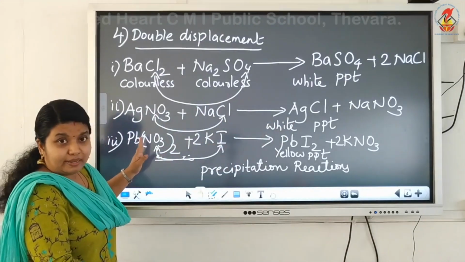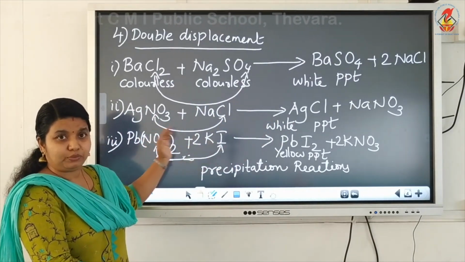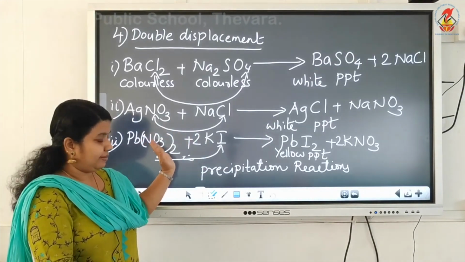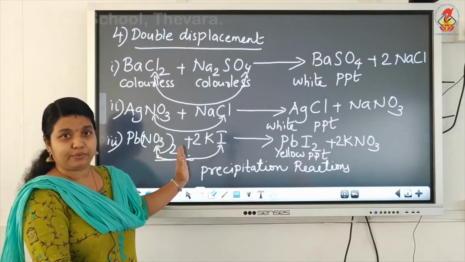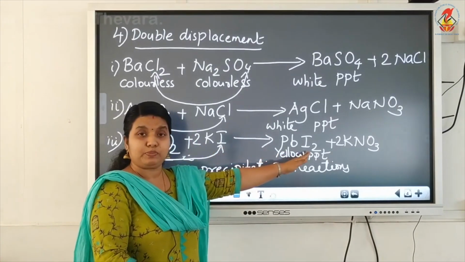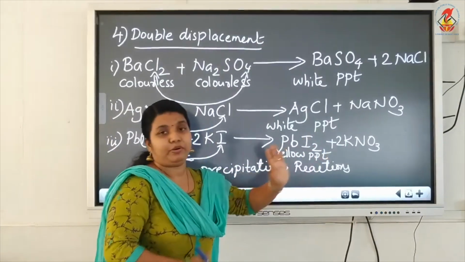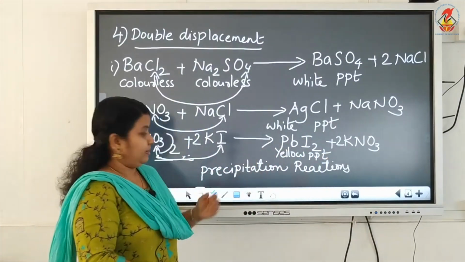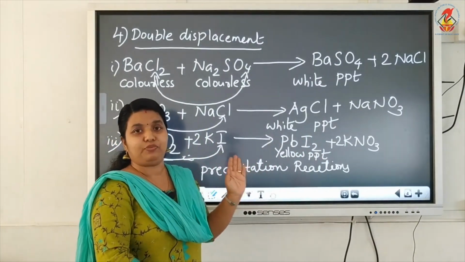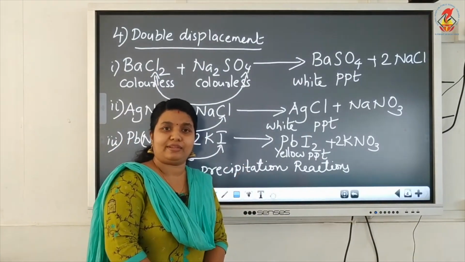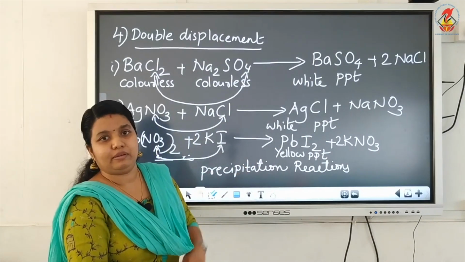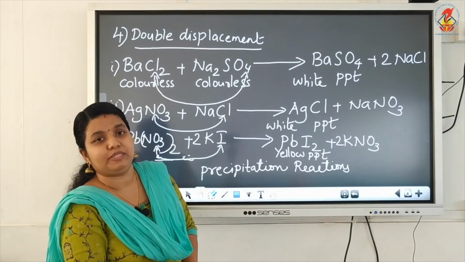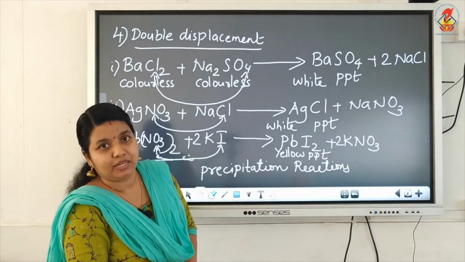Then the last one, lead nitrate and potassium iodide. Two colorless solutions, when mixed, they interchange their ions and radicals, and we get a yellow precipitate of lead iodide and potassium nitrate solution. So in all these reactions there is formation of a precipitate. Any reaction which results in the formation of a precipitate is known as a precipitation reaction.